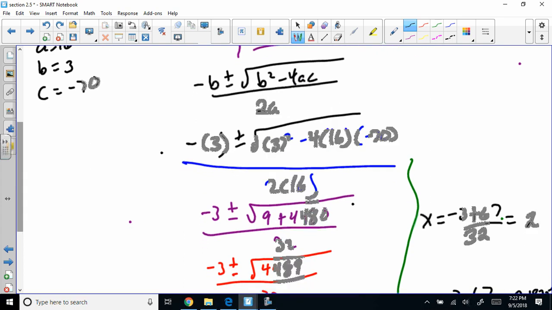So just be mindful of that, because word problems are the ones that are going to get you. You get 2 answers and wonder, which one do I use? Well, it's time. Time can never be negative, right?